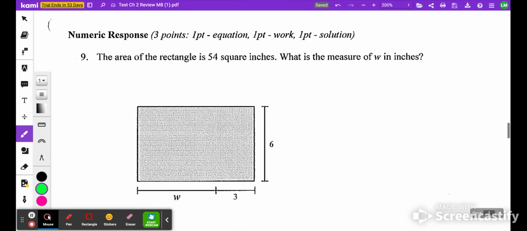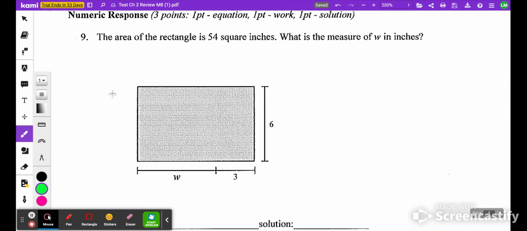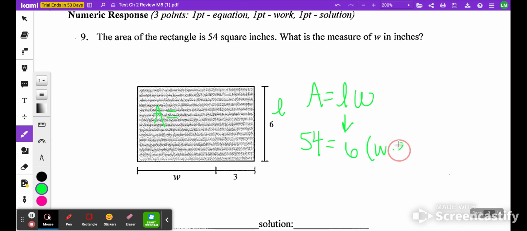Number 9, the area of the rectangle is 54 square inches. What is the measure of W in inches? Well, in order to get area, we have to do length times width. So I know my length is 6, and it should be equal to 54, but I know my width is W plus 3. Right here is my 1 point for showing the equation. My 1 point for showing the work is now done here.